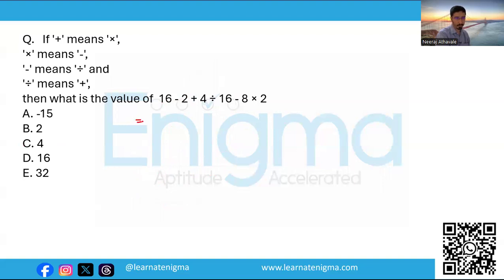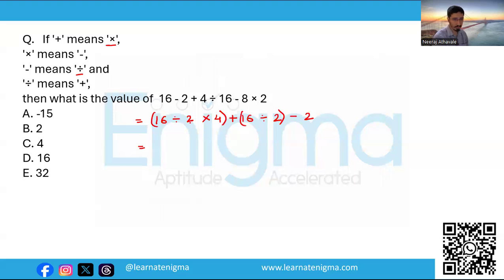16 minus 2. So this becomes 16 divided by 2 because minus is division. Plus 4. Plus means multiplication. So into 4. Divided means plus 16. Minus 8. That means again division, divided by 2. Into means minus 2. Okay. So we can see here division, multiplication. Here we have division. Okay. We'll have to do that first.